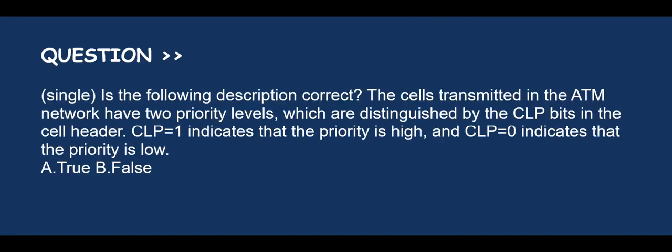Correct answer is option A. Next one, is the following description correct? The cells transmitted in the ATM network have two priority levels which are distinguished by the CLP bits in the cell header. CLP equals 1 indicates that the priority is high, and CLP equals 0 indicates that the priority is low. Option A true, option B false. Option B is correct.